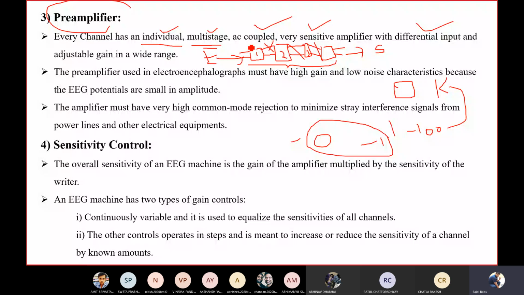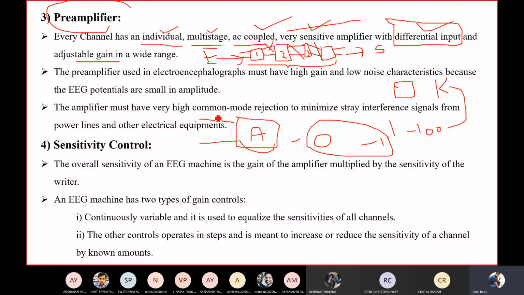So what is the differential input? If you want to understand it easily, you have an amplifier with two inputs. This is the first input, this is the second input, this is my amplifier. The difference of the signal available at the first pin and second pin will be taken by the amplifier, and that difference signal will be amplified.